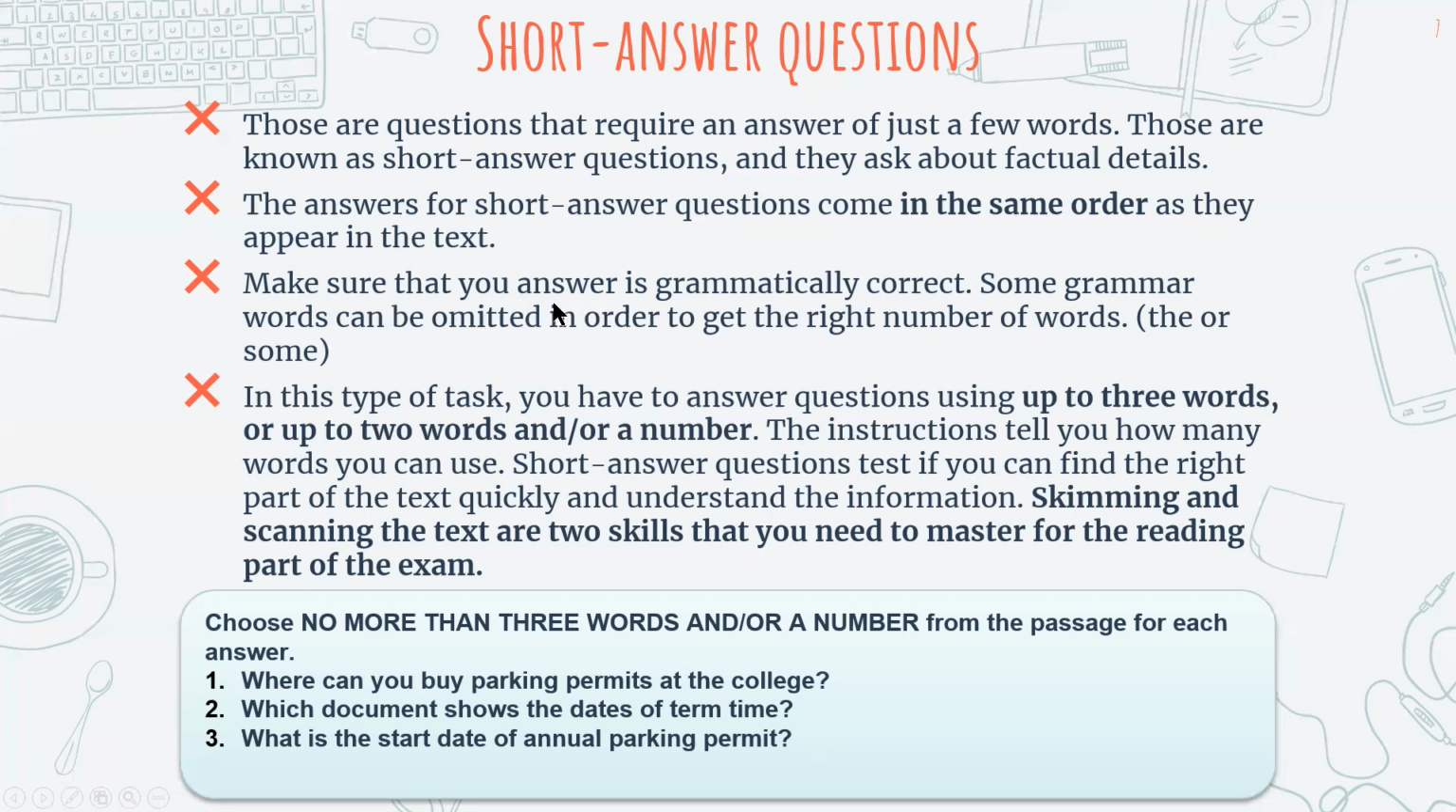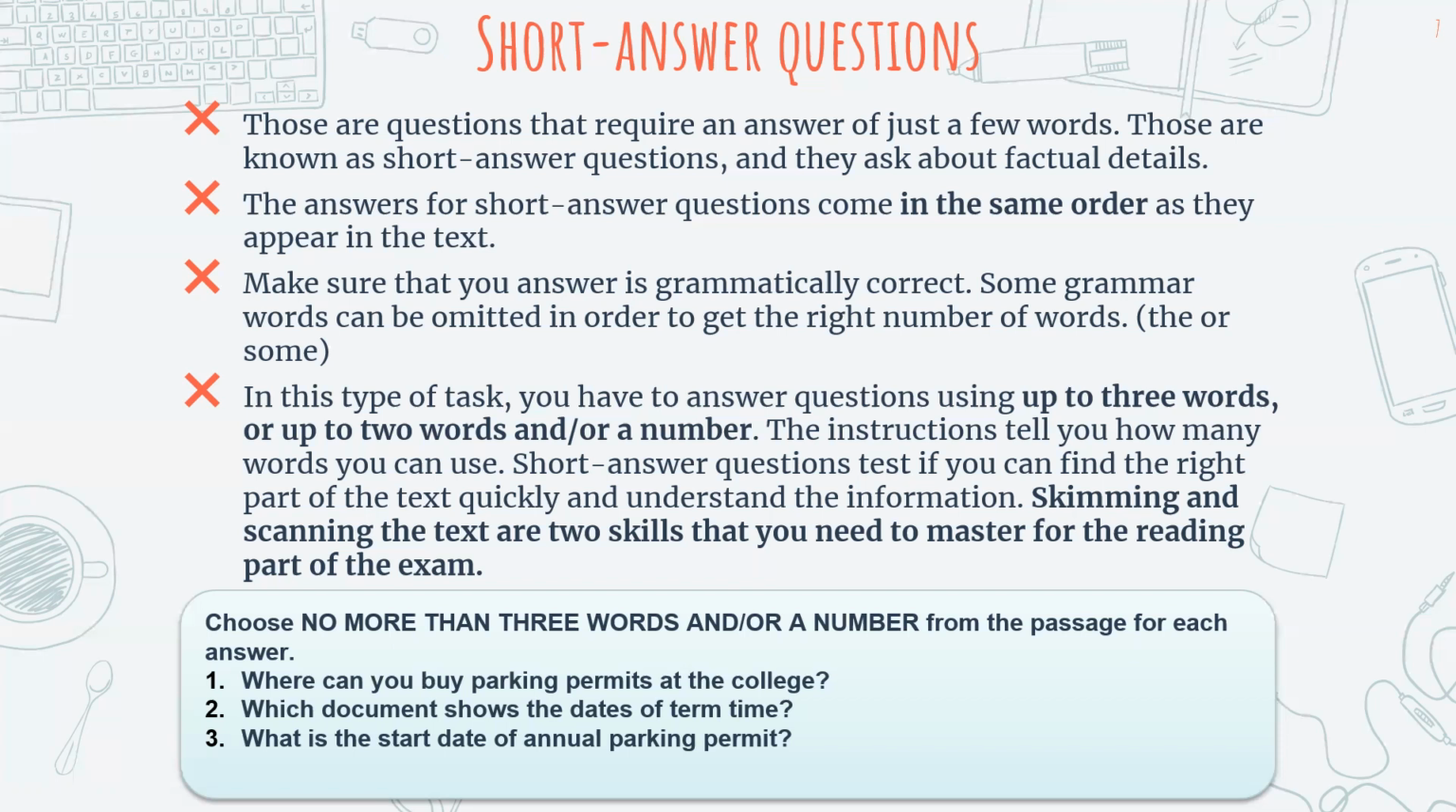Make sure that your answer, I'm sorry, it should read your answer, not your answers, is grammatically correct. Some grammar words can be omitted in order to get the right number of words. We are going to talk about that in a minute. You can omit words like the, or the article a and an, or the quantifier some or any. In this type of task, you have to answer questions using up to 3 words or up to 2 words and or a number. Actually, the instructions tell you how many words you can use to answer the question. Short answer questions test if you can find the right part of the text quickly and understand the information.